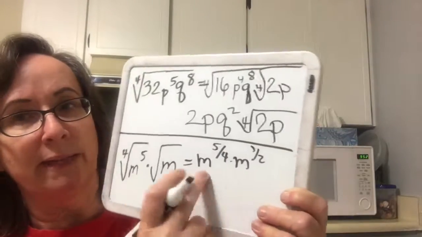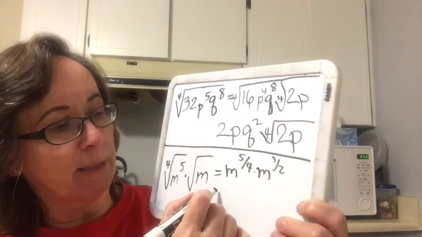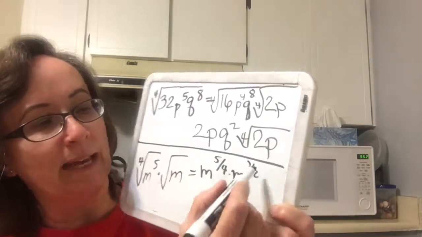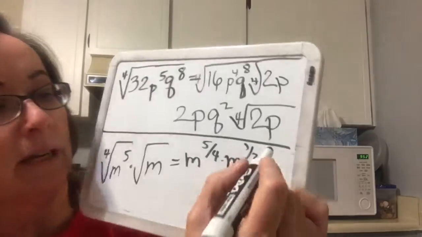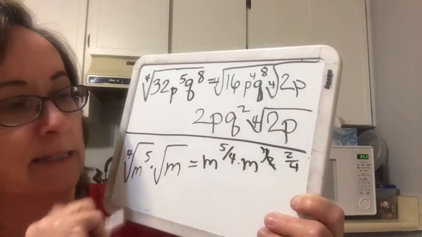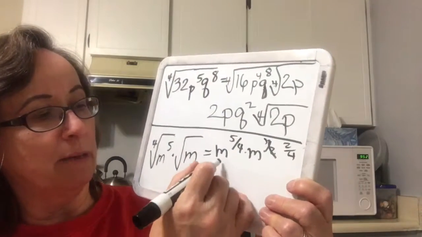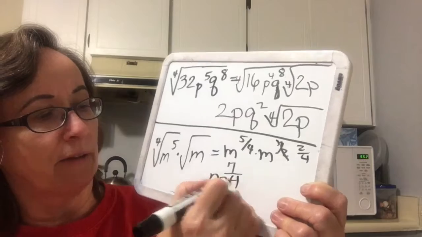And we're going to multiply these together, which means we're going to add their exponents. So I'm going to add together 5/4, and now I'm going to change the 1/2 to 2/4 because it is. And then 5/4 plus 2/4 is 7/4. We had m to the 7/4, okay?